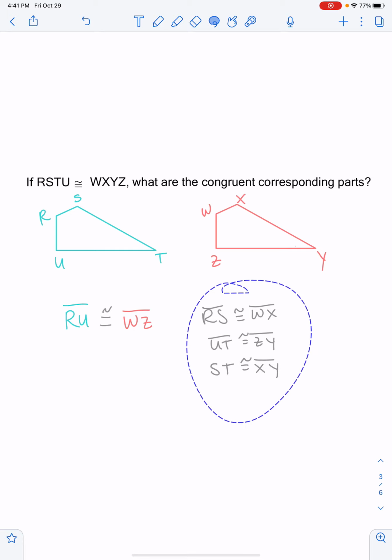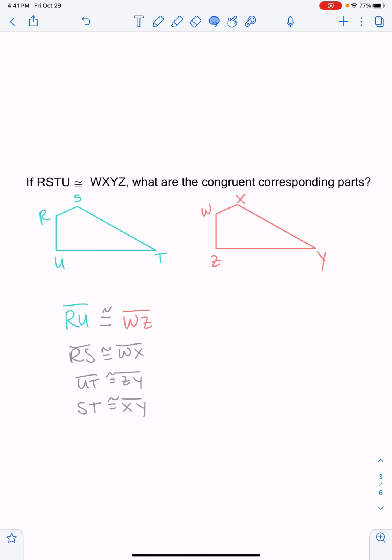If we wanted to keep going, we could talk about the angles that matched up. Angle R would be the same as angle W. Angle U matches up with angle Z. Angle T goes with Y. And it looks like angle S goes with angle X.